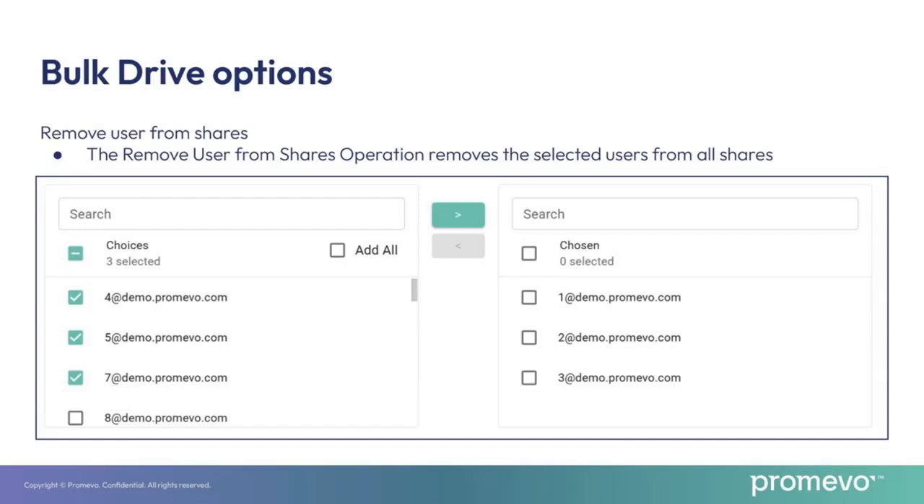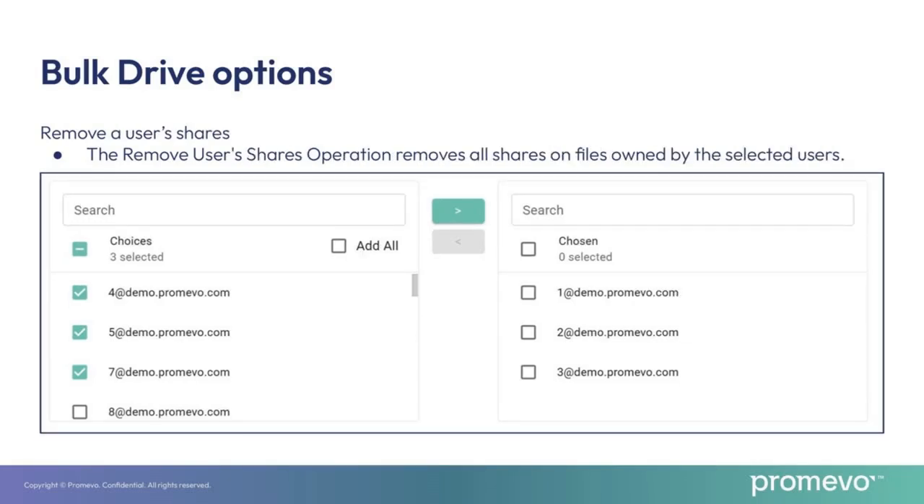The next one is the ability to remove users from shares. So this removes a user from all shares that are selected. So if I chose a user here, and then the next part, I don't have the picture here, but we would choose the actual shares that we wanted to remove, and then we would go ahead and kick that off, and then the bulk action would be that any user on the spreadsheet would be removed from those selected shares.